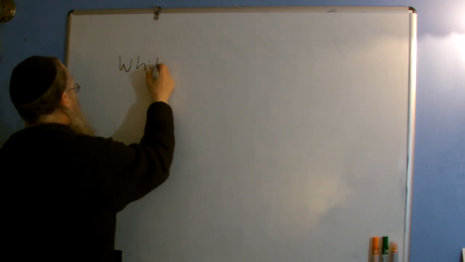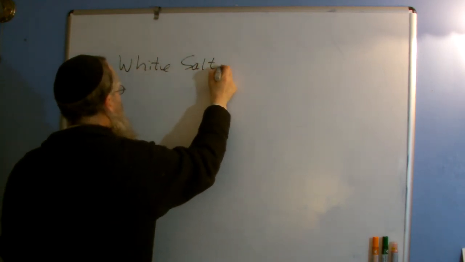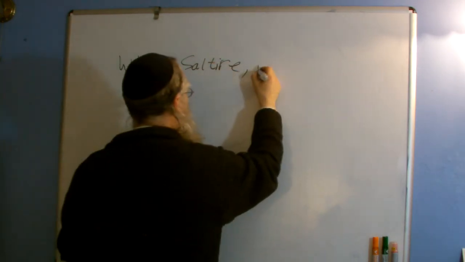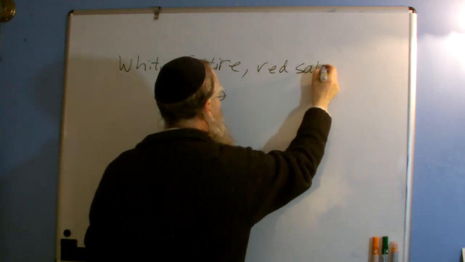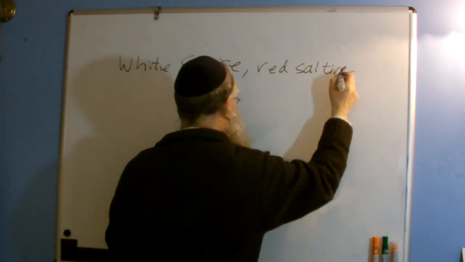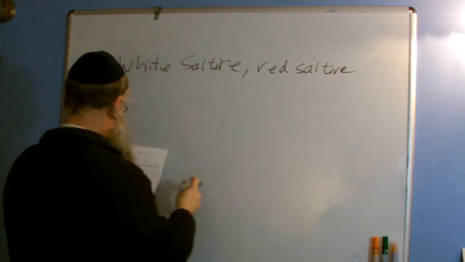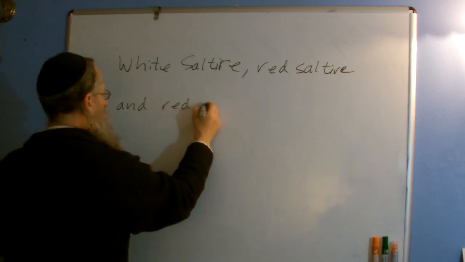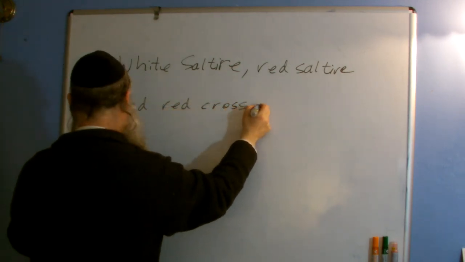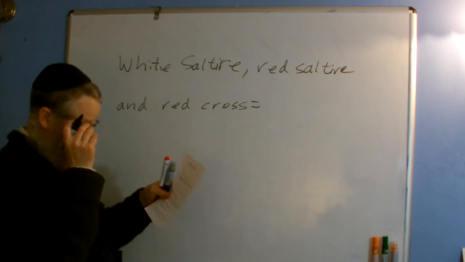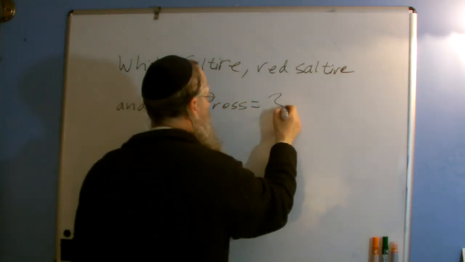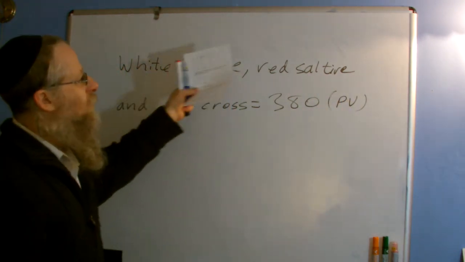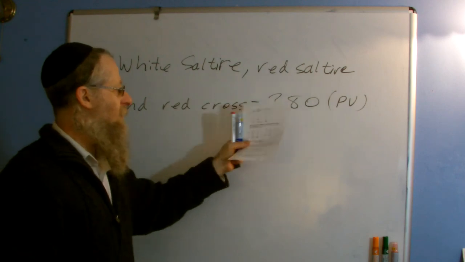White Saltire, and Red Saltire, and Red Cross equals 380. You can see I'm dyslexic, get it all wrong. And that's all the placement value, all in the placement value. White Saltire, Red Saltire, and Red Cross, 380.